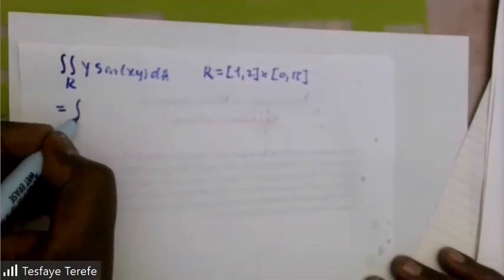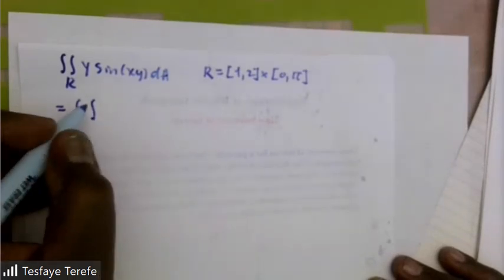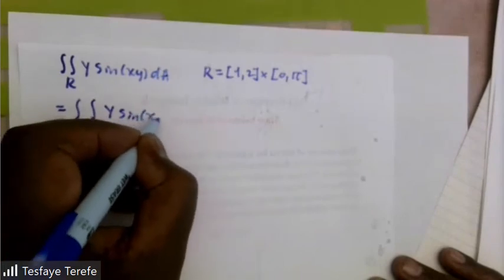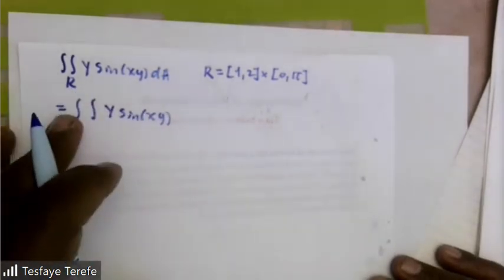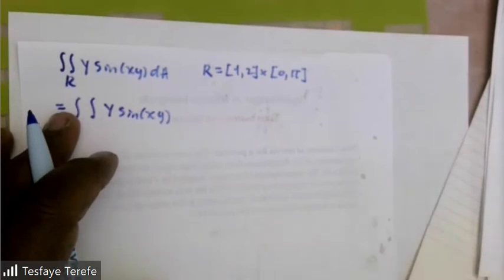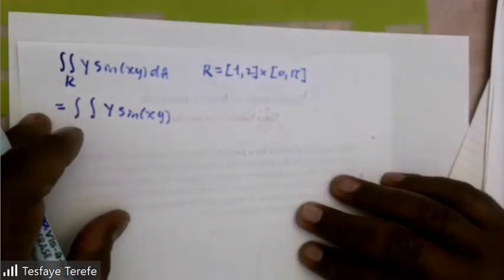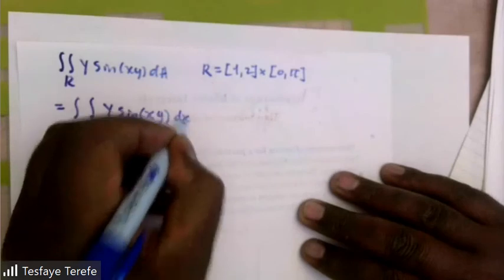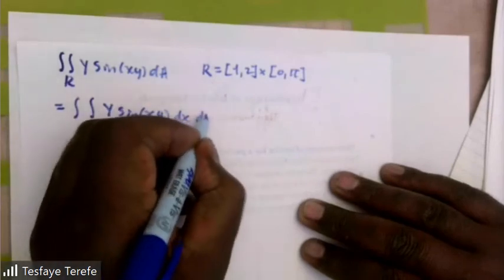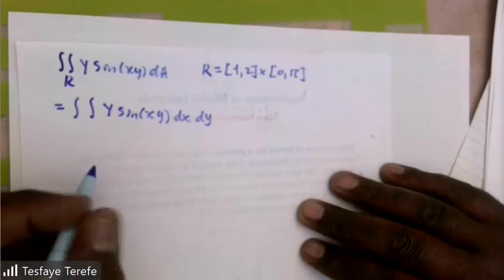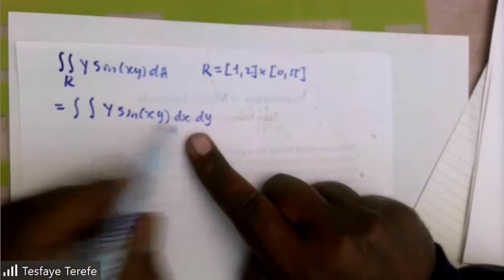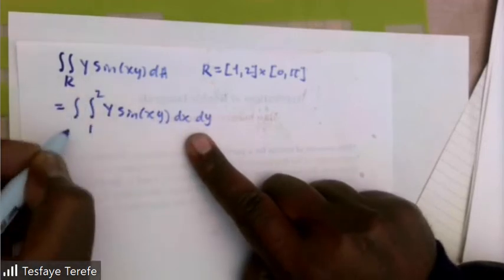Okay, I'm going to put this one, and then I have y sine of xy. Shall I integrate with respect to y or x first, and what is your justification? If you integrate with respect to x first, it simplifies things a bit because we can just use substitution. Thank you, that is great. Yeah, because x goes from 1 up to 2, and y from 0 up to pi.